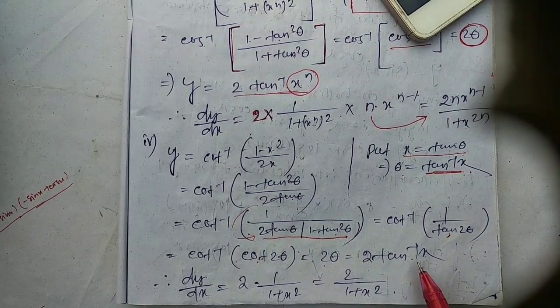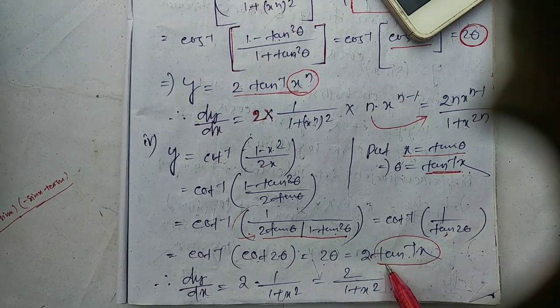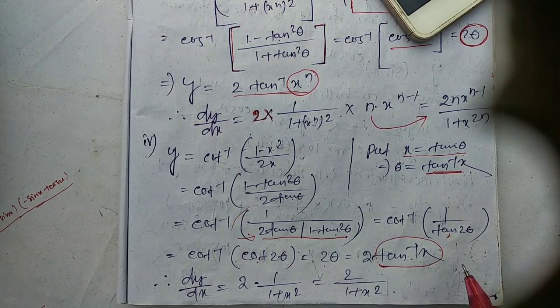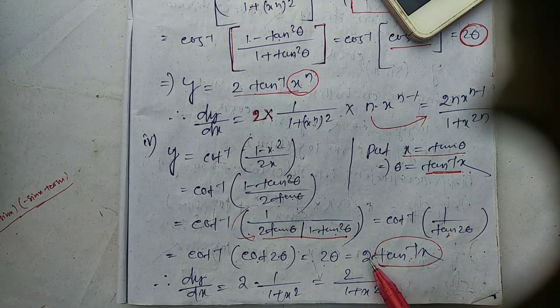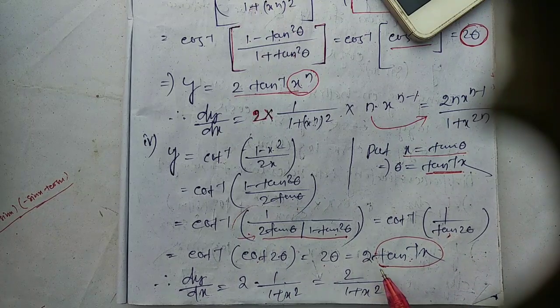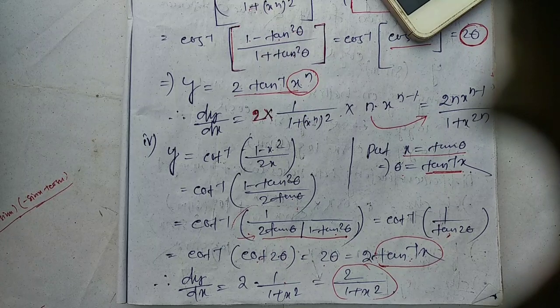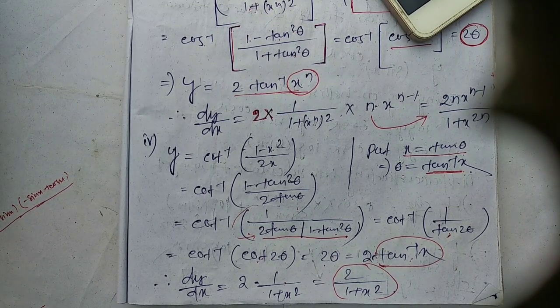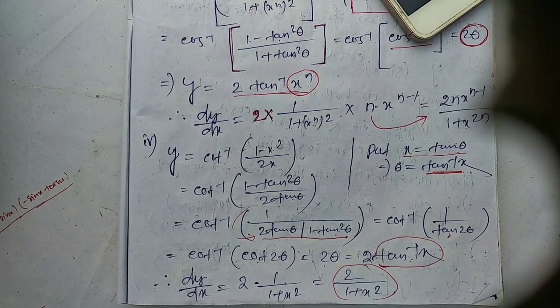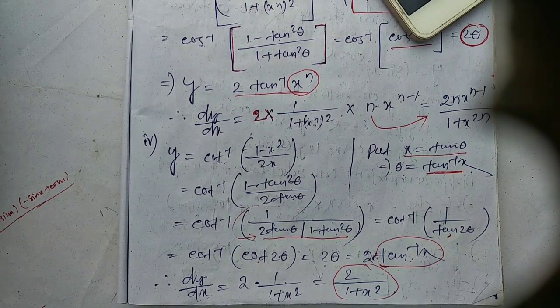So this is a direct standard formula. You can find the derivative of tan inverse x from the standard formula, and 2 is a constant, which will be taken outside. So the final answer will be 2 upon 1 plus x square. So this is how we have to solve questions of inverse trigonometric functions, meaning how to find the derivative just by using the substitution method.